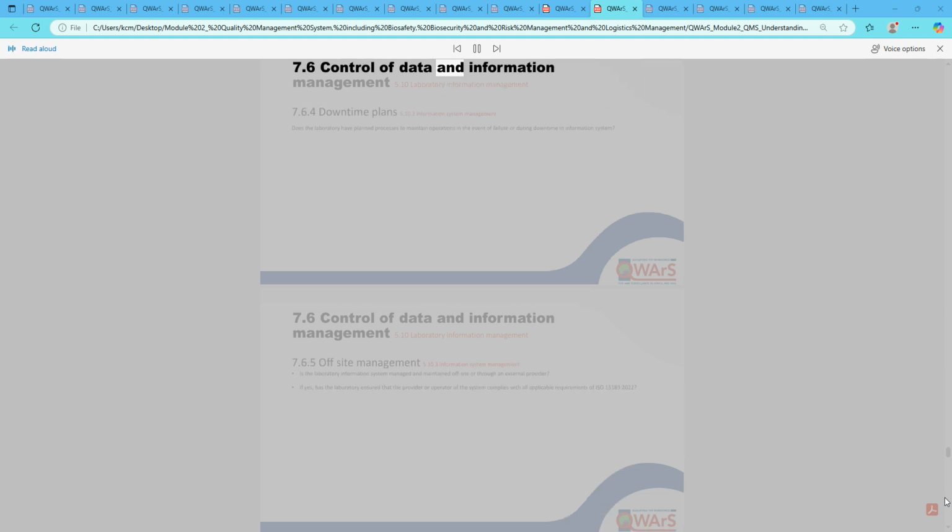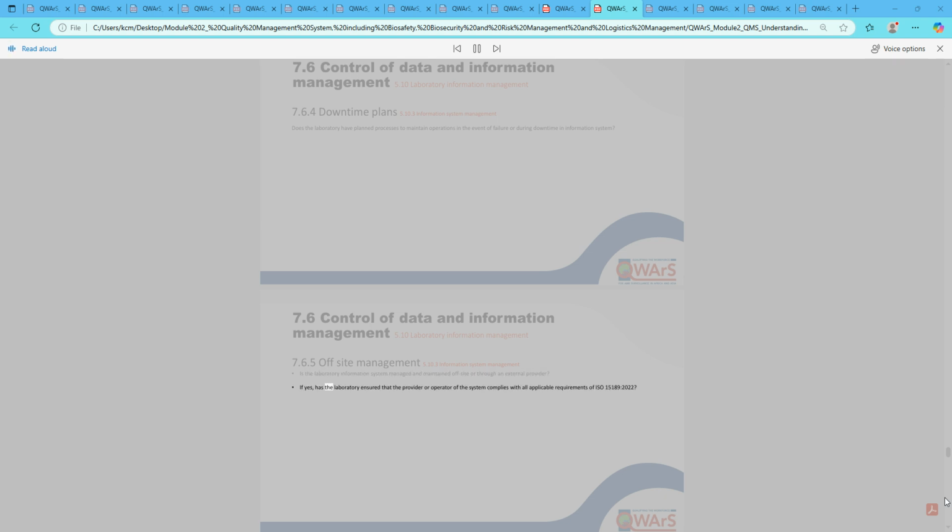7.6 Control of Data and Information Management. 5.10 Laboratory Information Management. 7.6.4 Downtime Plans. 5.10.3 Information System Management. Does the laboratory have planned processes to maintain operations in the event of failure or during downtime in information system? 7.6 Control of Data and Information Management. 5.10 Laboratory Information Management. 7.6.5 Off-Site Management. 5.10.3 Information System Management. Is the laboratory information system managed and maintained off-site or through an external provider?